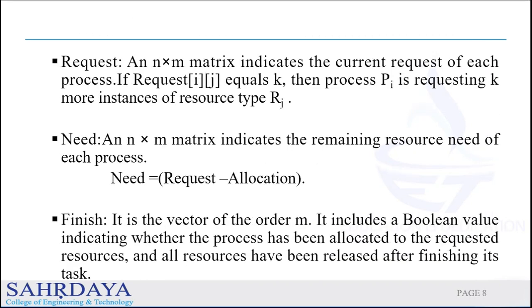And the third one is Request. It is an n by m matrix indicating the current status of each process. And the next one is Need. It indicates the remaining resources of each process. To find the need, we use a formula: Need equals Request minus Allocation. And the last one is Finish. It is a vector of order m showing a boolean for whether the process has finished its task or not.